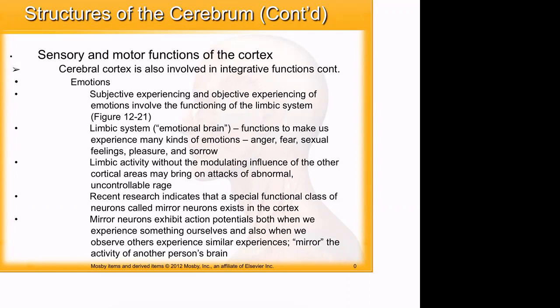So instead of saying, well, this is the one part of the brain, we call it the limbic system. The limbic system is the area that makes us experience different emotions. But again, it's made up of several different areas of the brain.